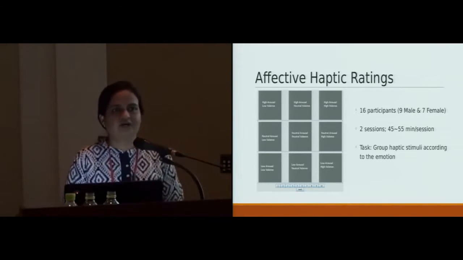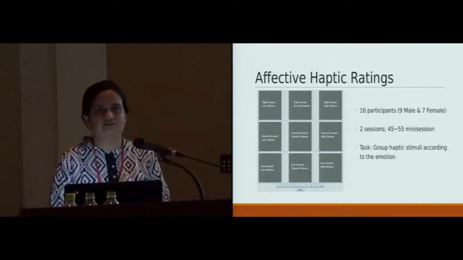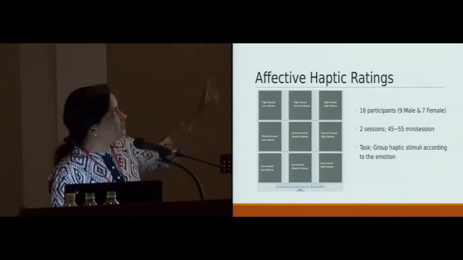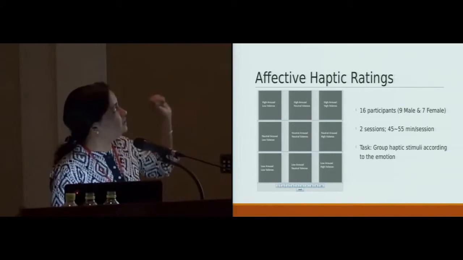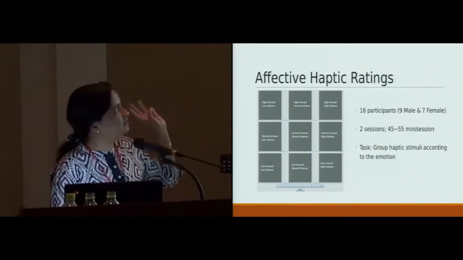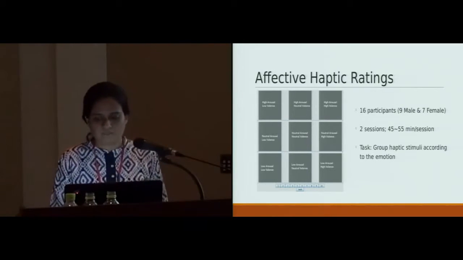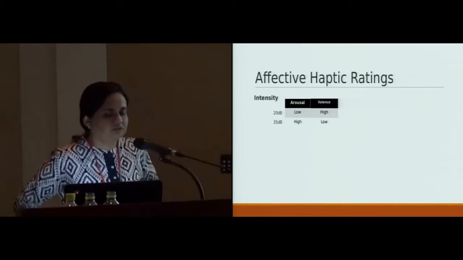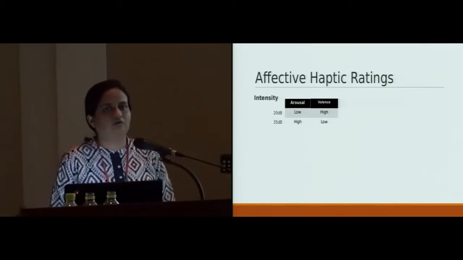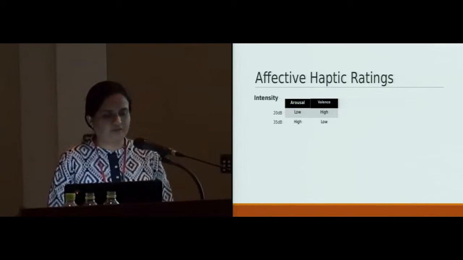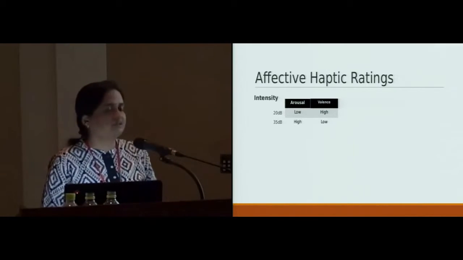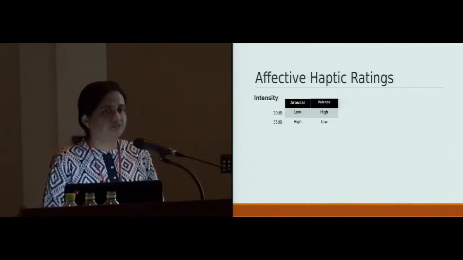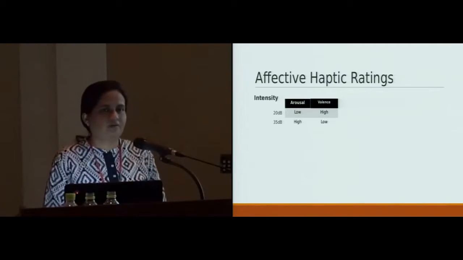What the participant had to do was to play each haptic stimulus and group it into one of these 9 groups. That would give us 3 ratings for arousal, basically low, neutral, and high, and 3 ratings for valence, low, neutral, and high. So the result of this rating process was this. Intensity had a very major role in how participants perceived the affect. Low intensity stimuli were perceived as having low arousal, and low intensity stimuli were perceived as having high valence. So basically this was a calming and pleasant effect.